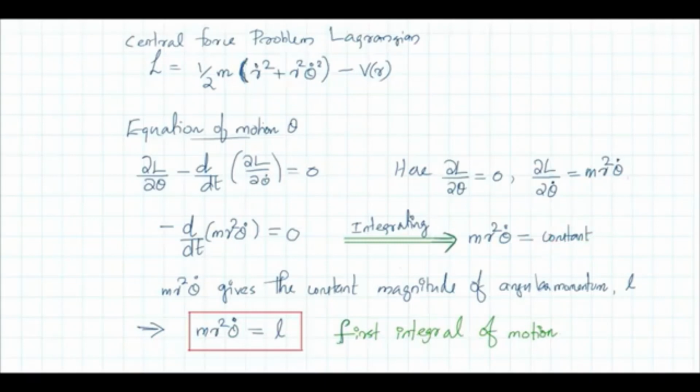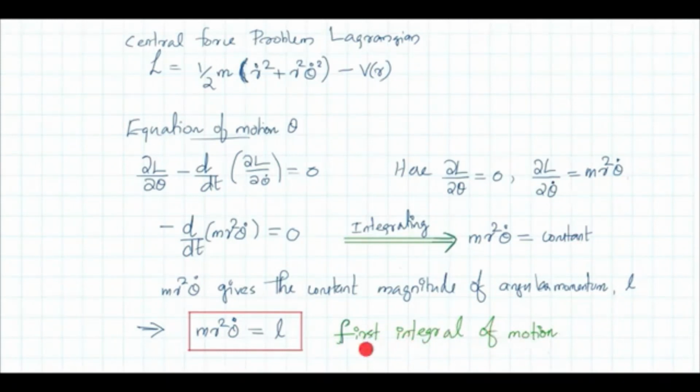And m r square theta dot is nothing but the constant magnitude of angular momentum. We already mentioned that in the case of central force problem, the magnitude of angular momentum will be a constant, and this m r square theta dot is nothing but the magnitude of angular momentum. And that is a constant. This is known as the first integral of motion.